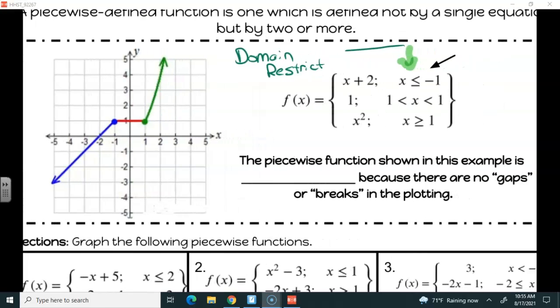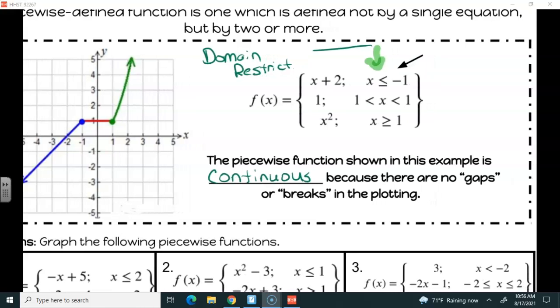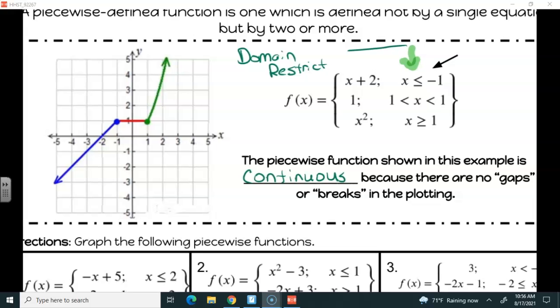Okay, the piecewise function shown in the example on the left is continuous. If you remember, last week we talked about continuous because there are no gaps or breaks. So I could take my pencil and I could draw this graph from left to right, and I would never have to pick up my pencil. So that's what continuous means. Okay, not all piecewise functions are going to be continuous. So you have to be careful because they're not all continuous.